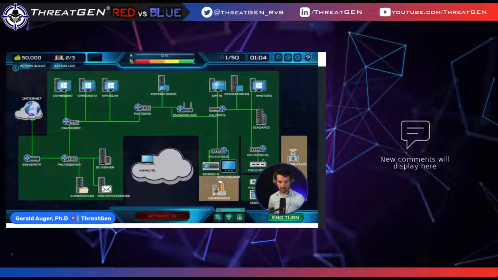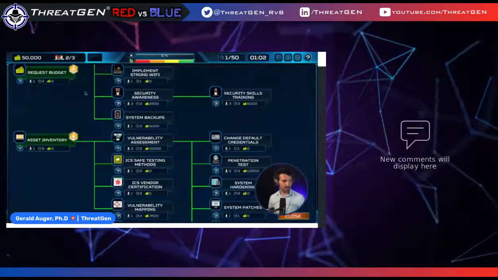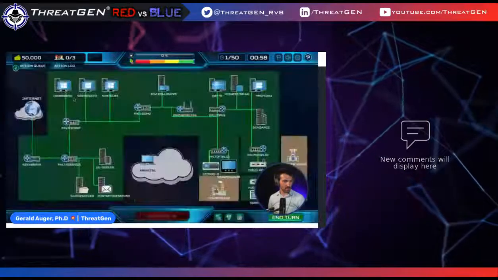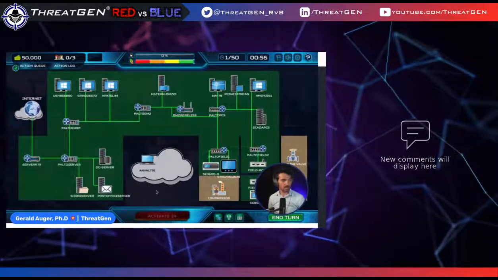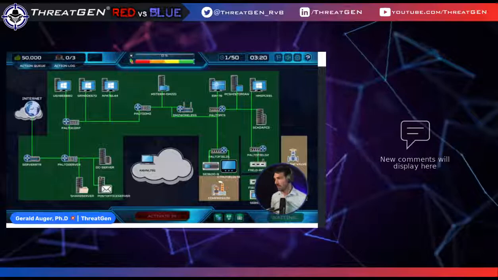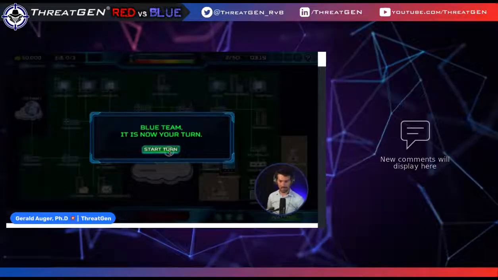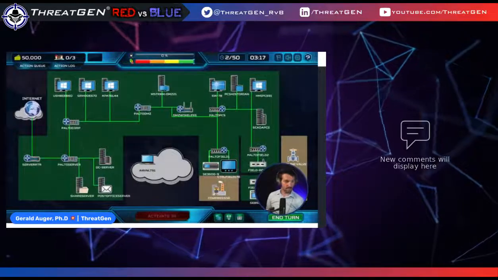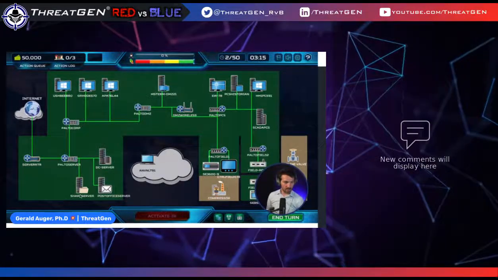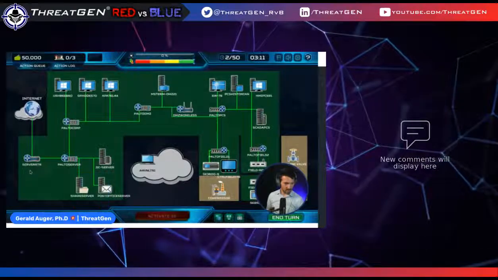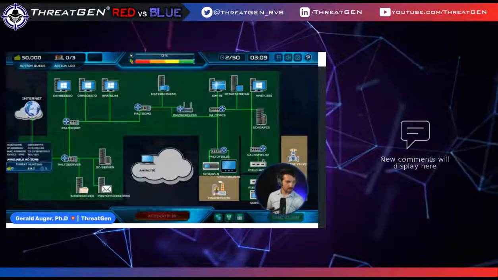Okay, and then, come on, I want to install a SIM. And I want to get some policies and procedures in place. Okay. Let's do it. Okay. What do we got? We got our share server. Deploy USB security, threat hunting. Okay, so let's do this.